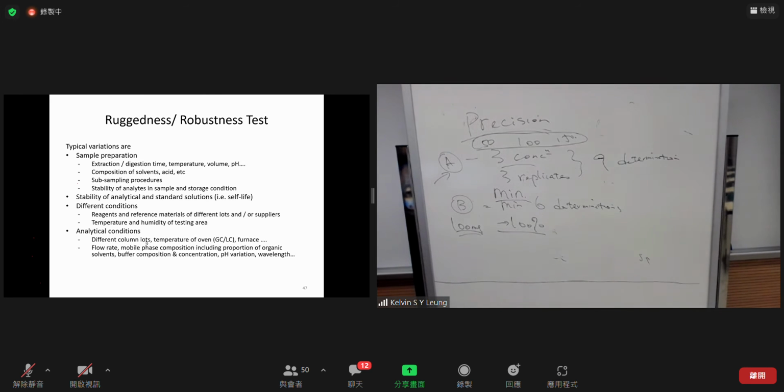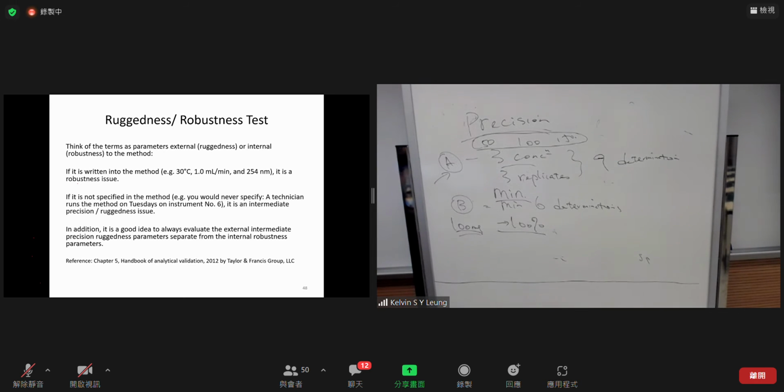Maybe you have some changes in your buffer solutions, or in UV you can have small changes in the wavelength. Will there be any influence on your method performance? So in the ruggedness and robustness test, you can consider these. These are also some suggested items that you can consider.